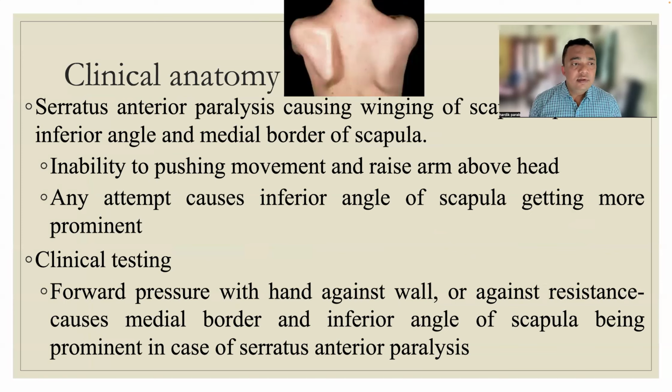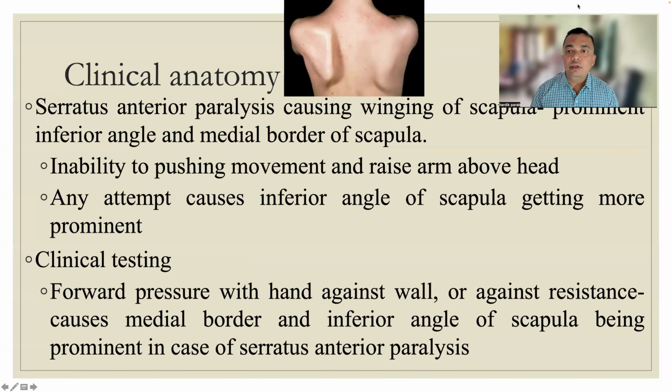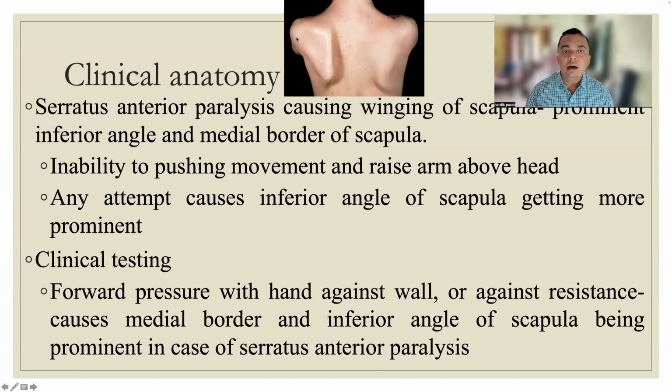Now the clinical anatomy. The first and foremost clinical anatomy, which we had discussed during the scapula bone, is that if the serratus anterior is paralyzed, this can give rise to winging of the scapula. We can see over here, whenever there is serratus anterior paralysis, it causes winging of the scapula, where the prominent inferior angle and medial border of the scapula will be seen. In this picture, we can see the patient's medial border and inferior angle are prominent. In the same way, it's also there on the opposite side. The inferior angle is prominent over there. So this is called winging of the scapula.